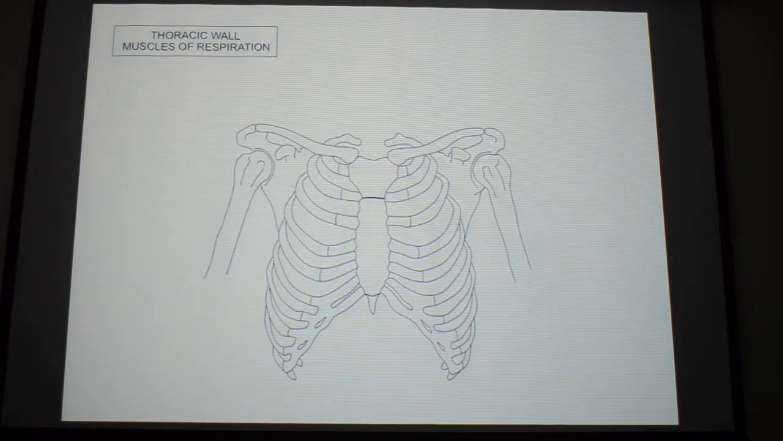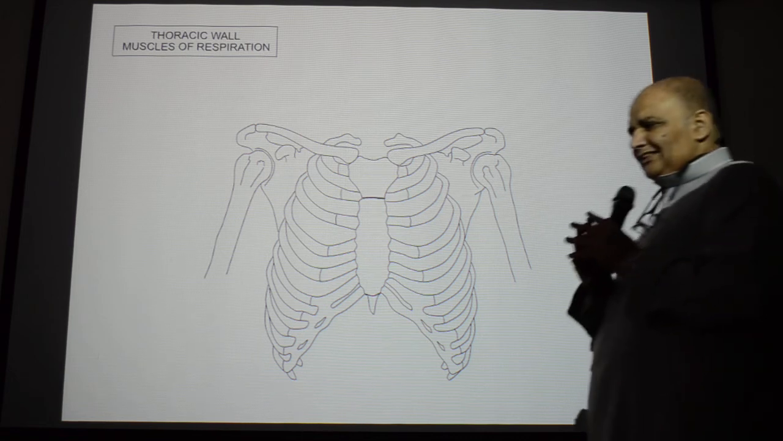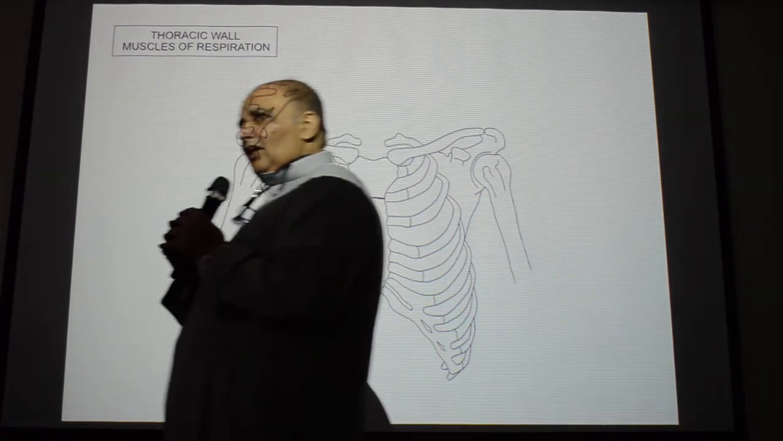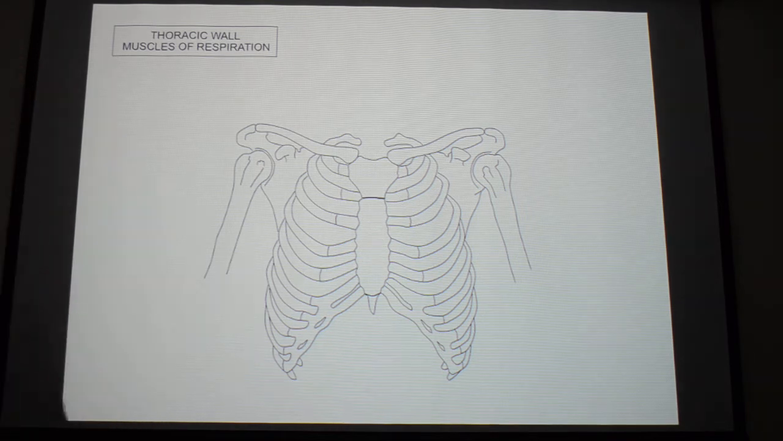Now, I'll start talking about the muscles which bring about respiratory movements. We have the primary muscles and we have the secondary muscles. Secondary muscles are also known as the accessory muscles.